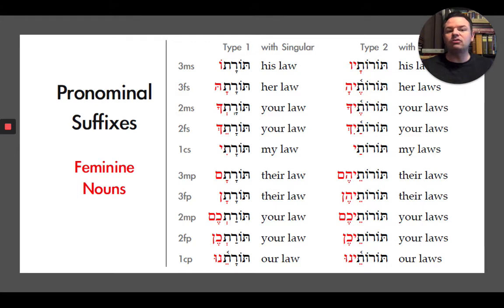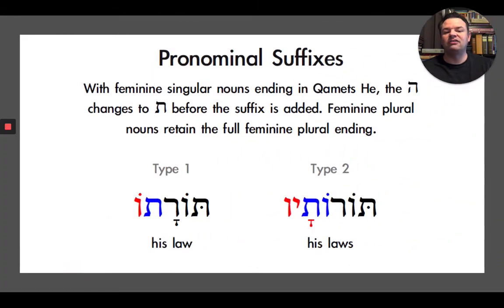They really don't change much. They're pretty much the same. It's the hey has turned into a tau. So the hey changes to a tau before the suffix is added because it's easier to make that th sound than the huh sound when you've got words after it. So again, we've seen this in Hebrew though. The tau ending is very common.